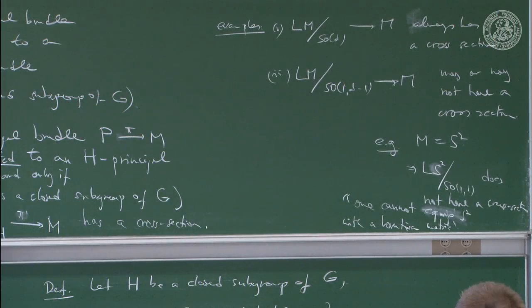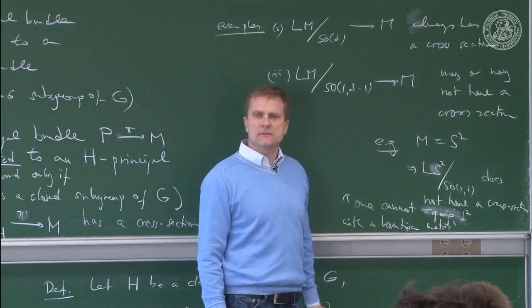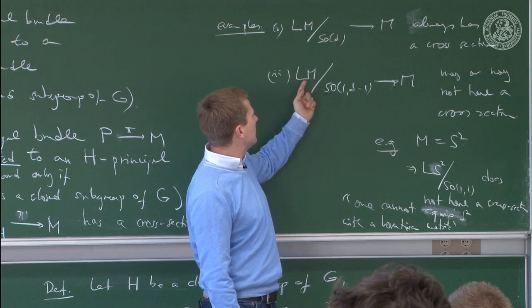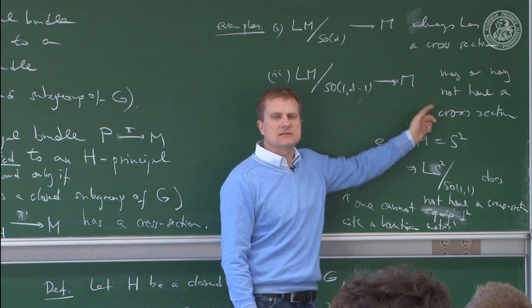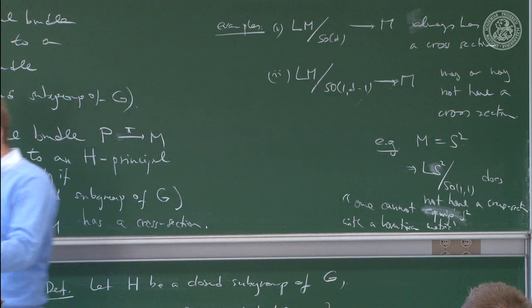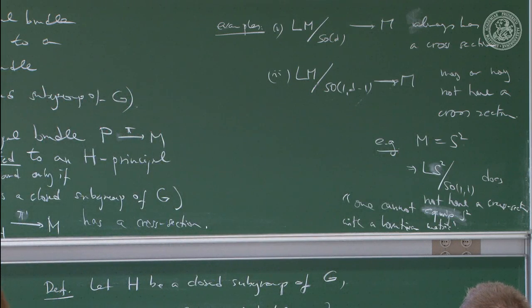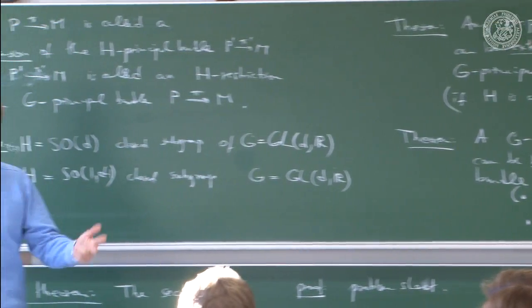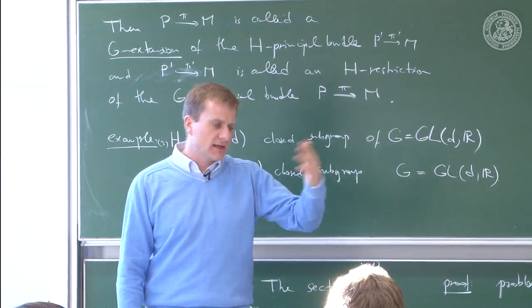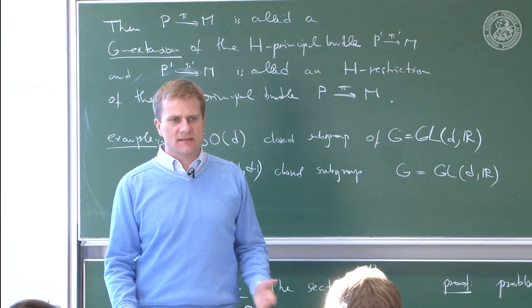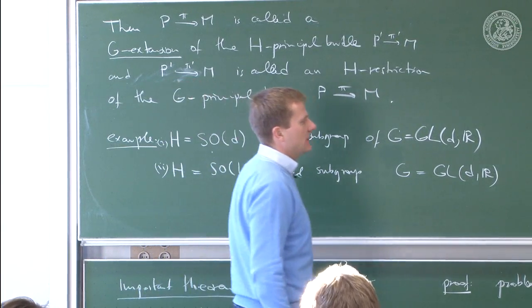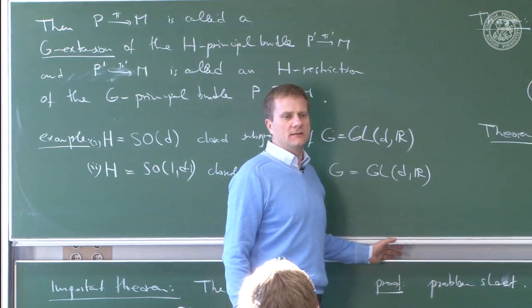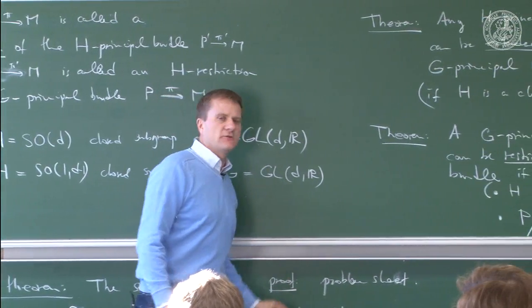And there are manifolds that can carry a Lorentzian metric, but still LM by SL2C doesn't have a cross section. That means these manifolds are Lorentzian manifolds, but they cannot carry spinors. So not every smooth manifold can carry a Lorentzian metric, and not every Lorentzian manifold, even if you have made that hurdle, can carry spinors. These are important questions of whether a manifold has a spin structure or not, and therefore admits the definition of fermions or not.